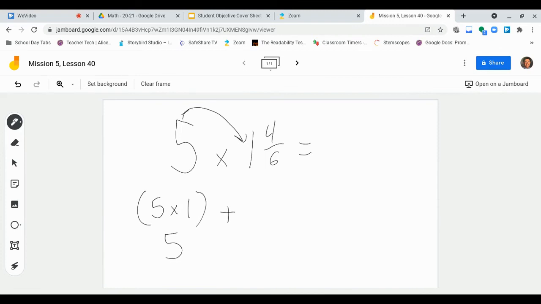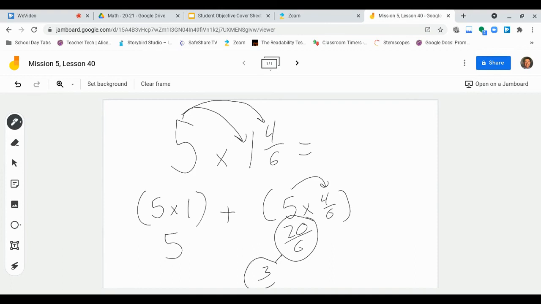I'm going to combine that with 5 times 4/6. So 5 times 4/6 equals 5 times 4 is 20, so 20/6. But then I have to rename that as a mixed number. How many 6s can I pull out of there? Or 20 divided by 6: 6, 12, 18. That's 3 wholes, right? Because 6, 12, 18, that's 3 times. And what am I left over with? Well, if I get up to 18, 19, 20, 2 more. 2/6 to get up to 20/6. So again, that's 3 wholes and 2/6.